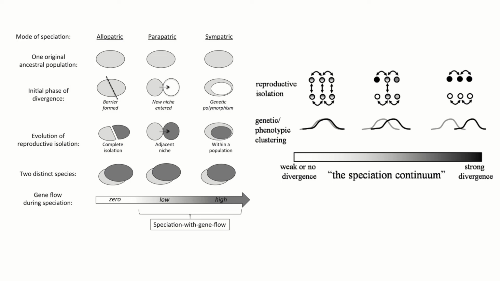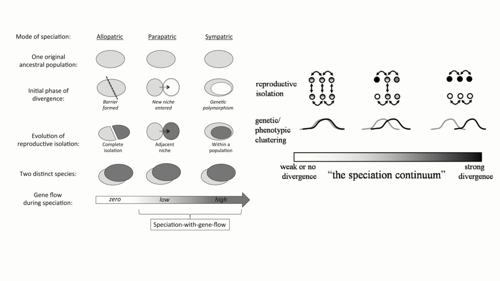But just looking at this speciation continuum, we can see on one end we've got weak or no divergence, and looking at our genetic or phenotypic clustering there, you can see that these two populations are relatively similar, and they have a lot of interbreeding and a lot of gene flow between them in that weak end of the spectrum. As we start to move further along, you can see that there's less interbreeding, as indicated by fewer of those double-ended arrows, and they start to show greater divergence from each other.